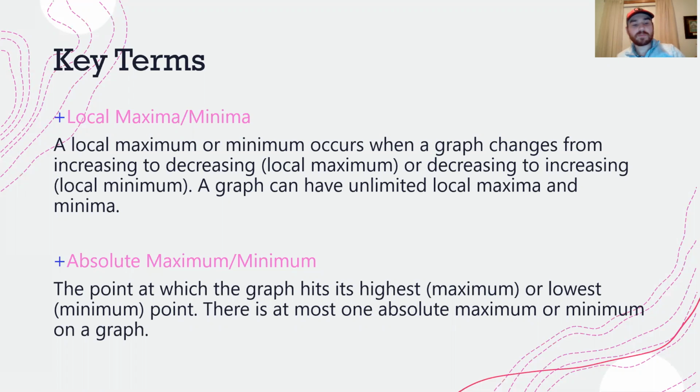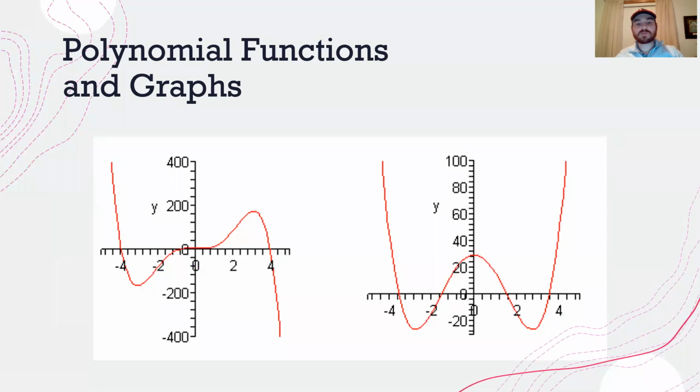And then absolute maximum and minimum are the point at which the graph hits the highest, the maximum, or the lowest minimum point. There is at most one absolute minimum or maximum on a graph. So if you look at these ones, actually, this one has an absolute minimum. And while there are two different points that hit the absolute minimum, the minimum itself is one value. These are going to be at about the same spot. Actually, for this graph, they should be at exactly the same spot. So there's only one absolute minimum.